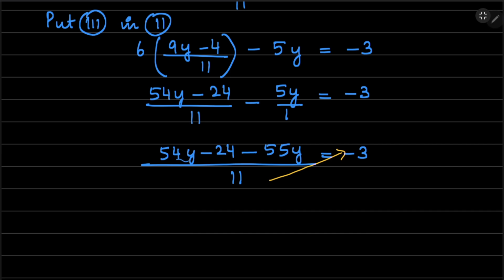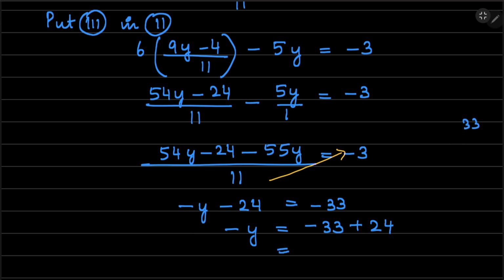What is 54y minus 55y? It is just minus y. Minus 24 is equal to 11 into minus 3, minus 33. So minus y is nothing but minus 33 plus 24. When you subtract, what do you get? It is 33 minus 24, right? 9. So minus 9. So minus y equal to minus 9. Therefore, y is nothing but 9.